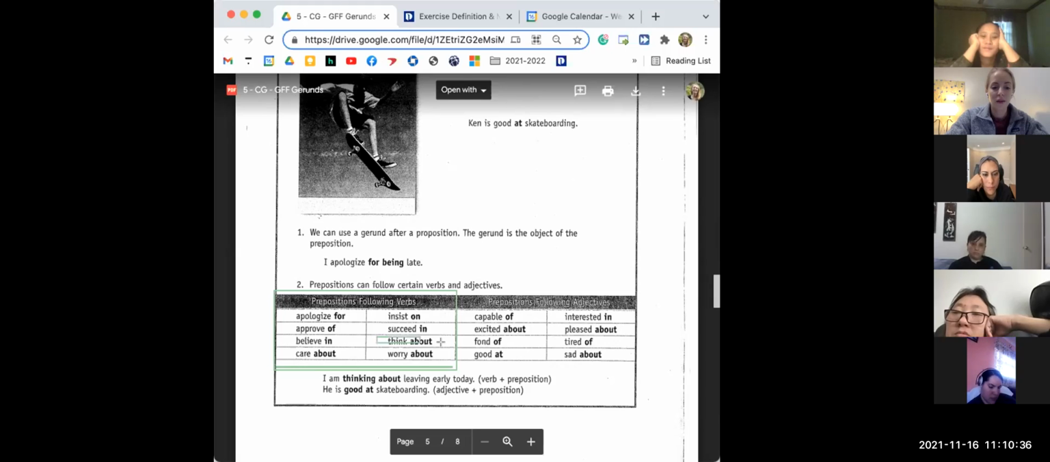Here's the verb think about. I am thinking about leaving early today. I'm thinking about leaving early today. There's our gerund, leaving.